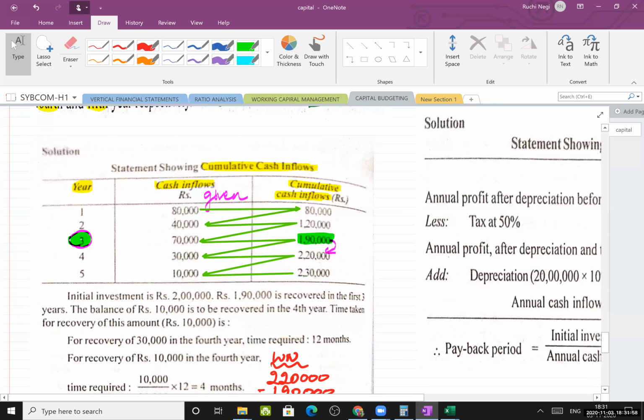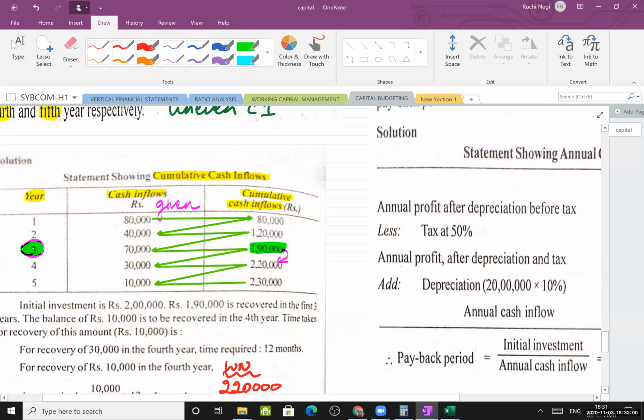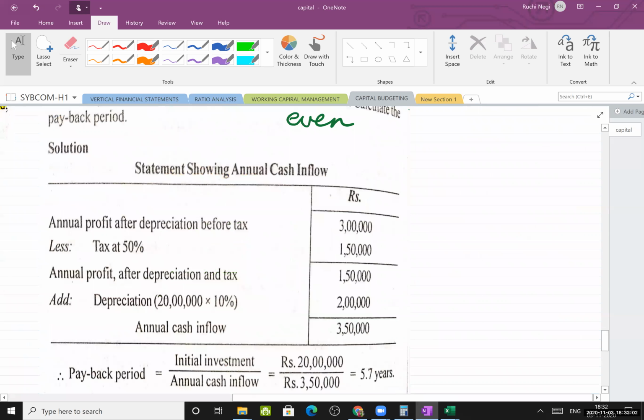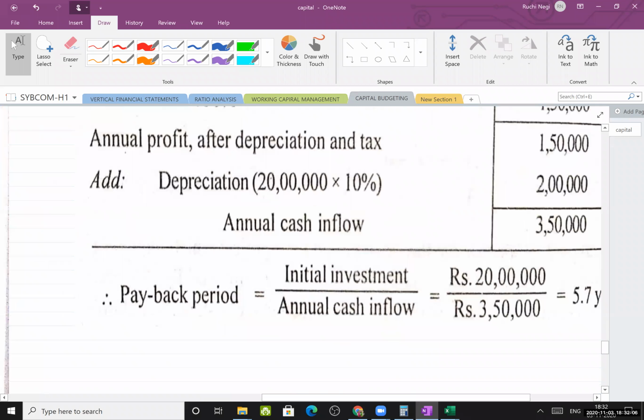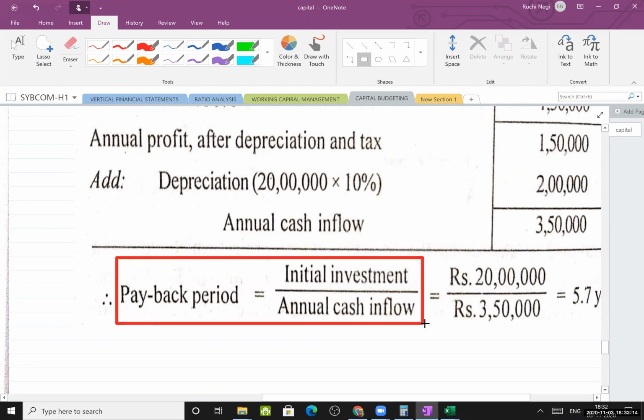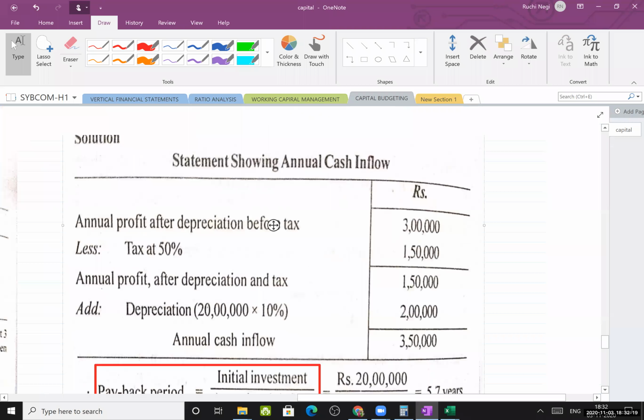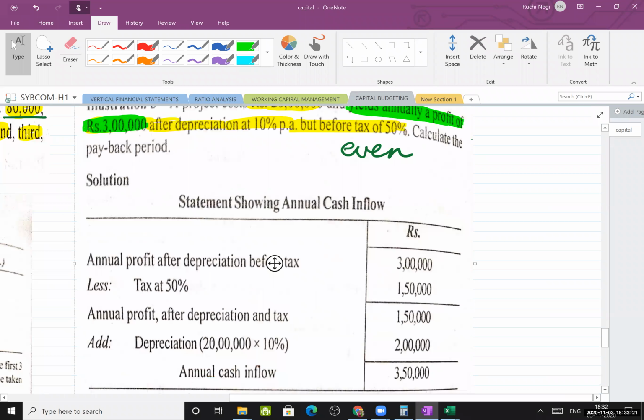When it is an uneven cash inflow, the payback period is calculated in this manner. You have to calculate the cumulative cash inflow. And when there is an even cash inflow, then the payback period formula is initial investment upon annual cash inflow. Okay, so this is the formula of payback period when it is even cash flow.